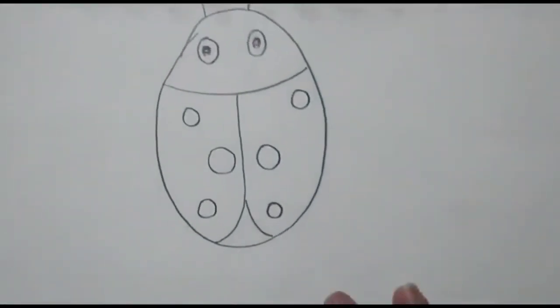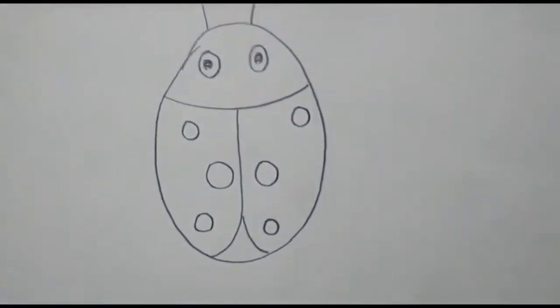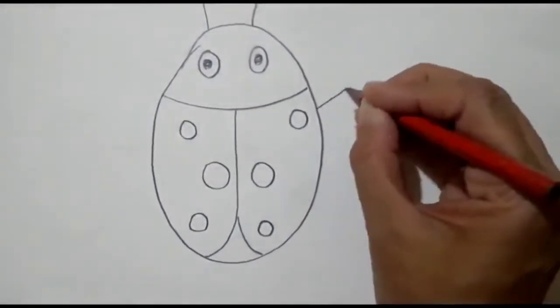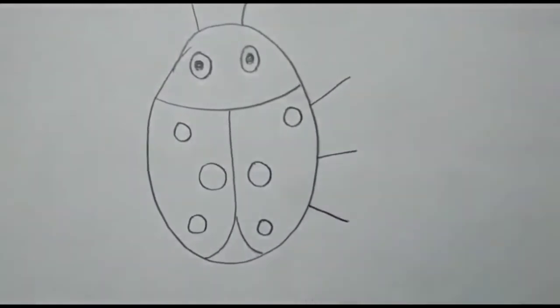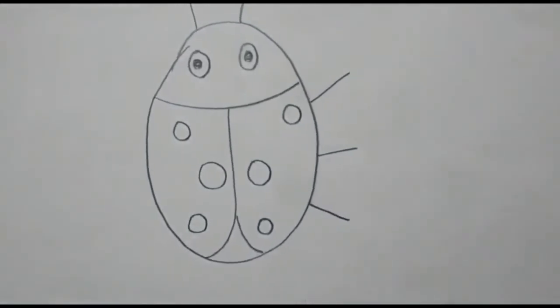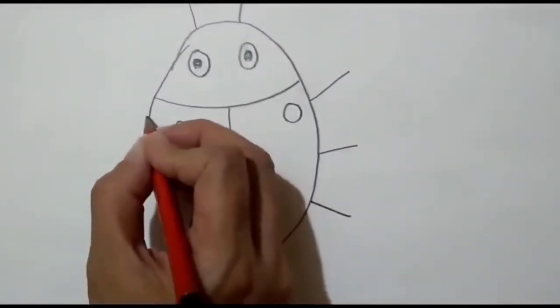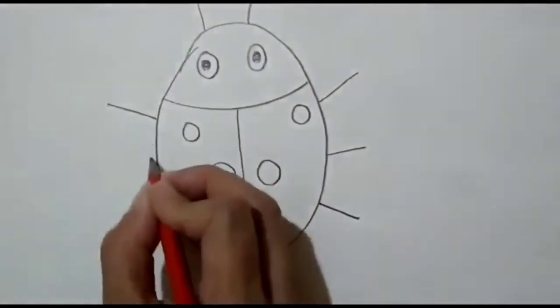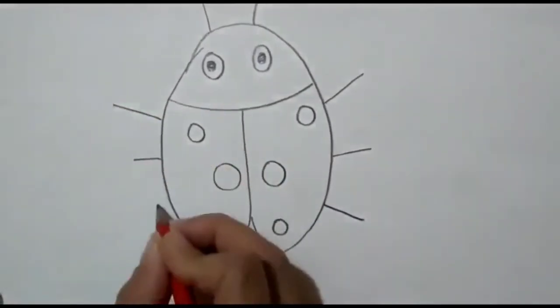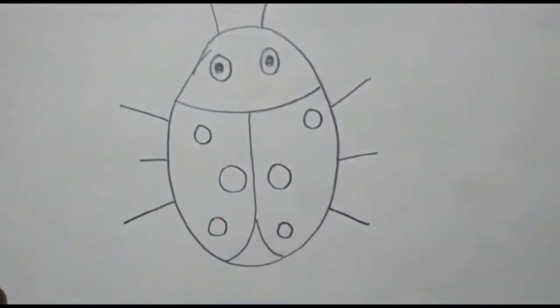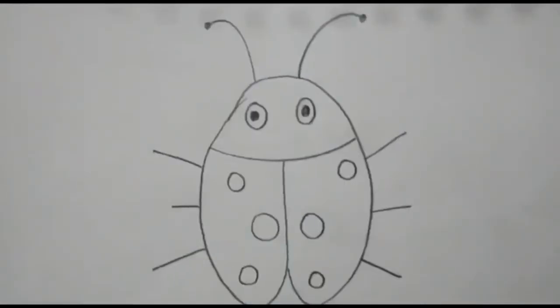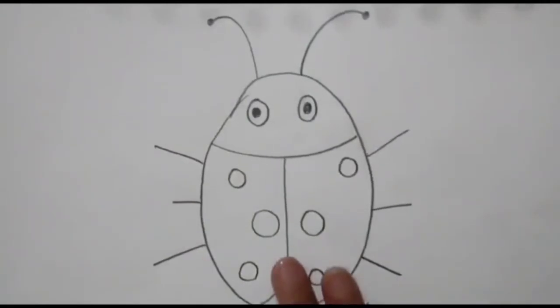Done. Now we need to make its legs also. So one, two, three. Bugs always have six legs. One, two, three. So we have drawn the bug. Tell me, which bug is it looking like?